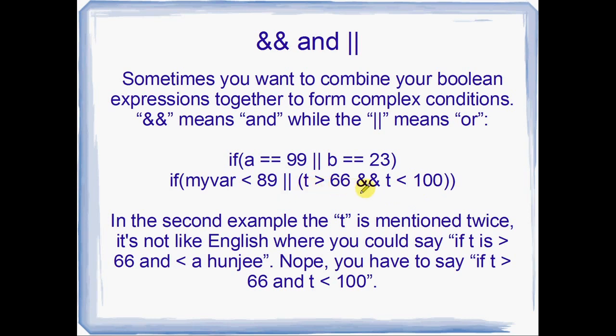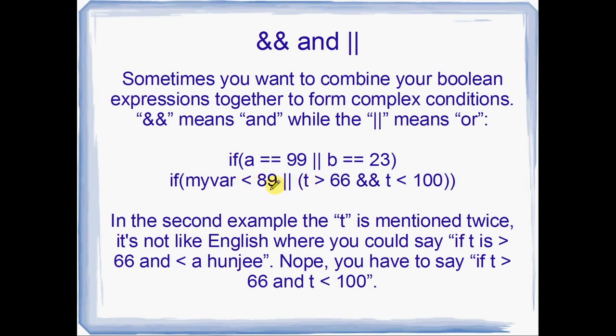If t is greater than 66 and it's less than 100, then that's where it is. It's between those two values, 67 and 99. So the computer's going to figure out if my var is less than 89, and if it is, then the statement following the if statement is going to execute.